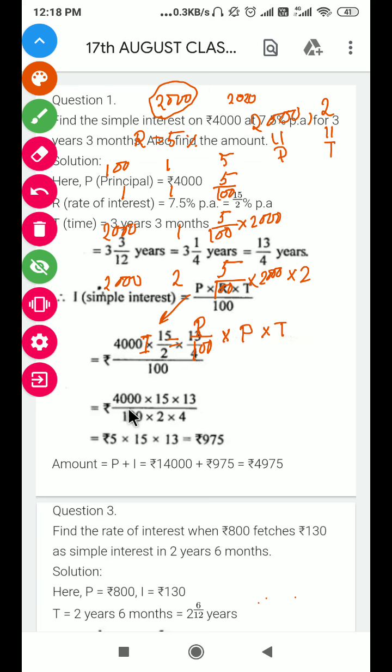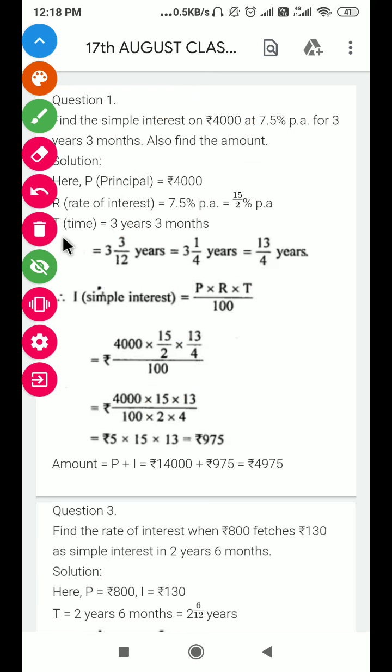Clear? So what will be the formula? I is equal to P R T by 100. Otherwise you can write P R T by 100. This is the formula for finding the simple interest. Clear? Now go to our problem.